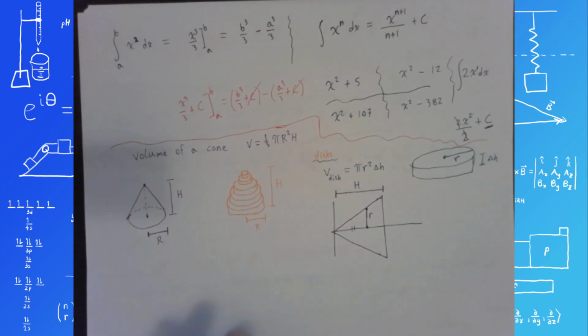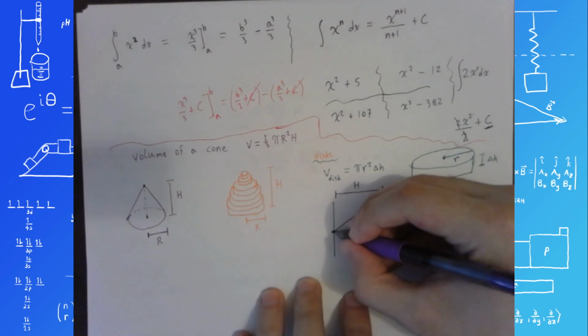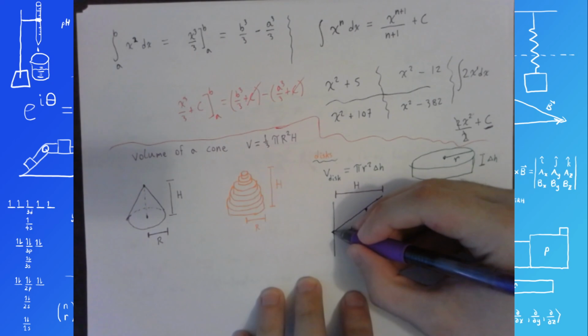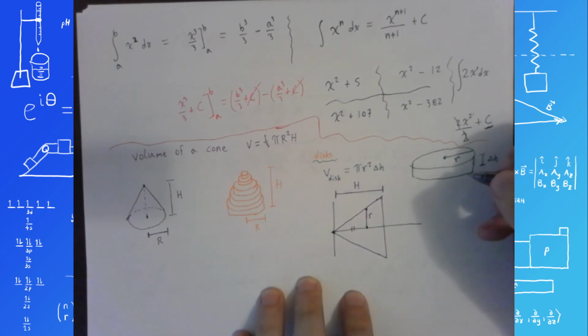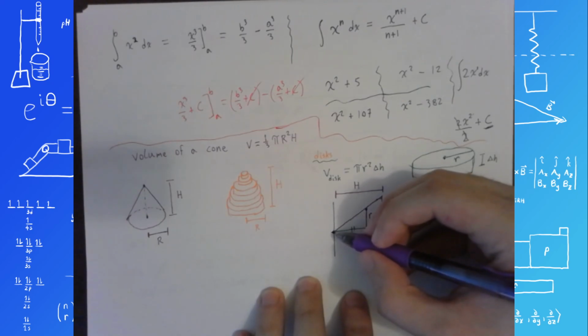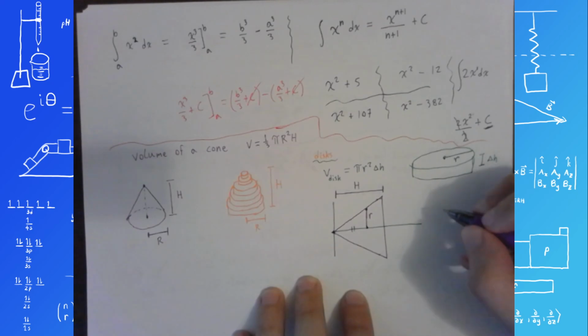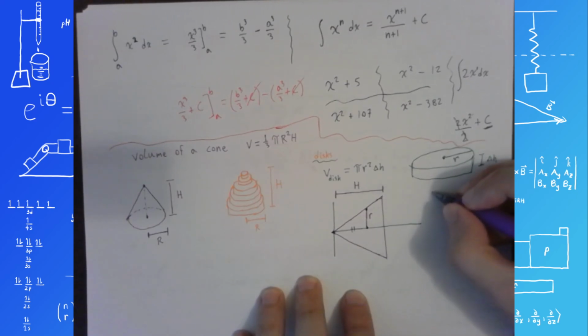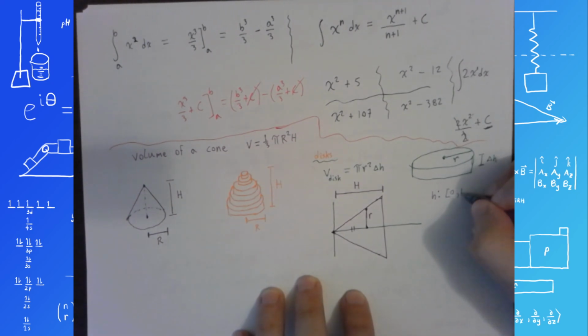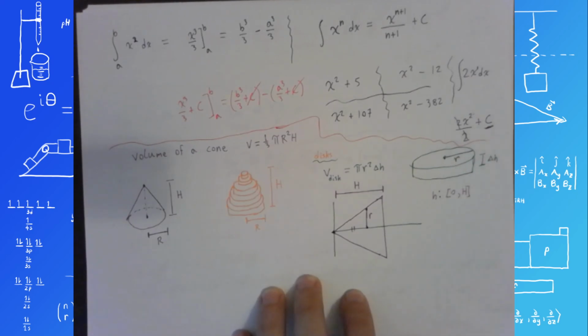Okay, so it looks like our h variable is going to be from the value of 0 to the value of capital H. It looks like our h goes from 0 to capital H. We could also think of it in another way. We could think about it in terms of radius.